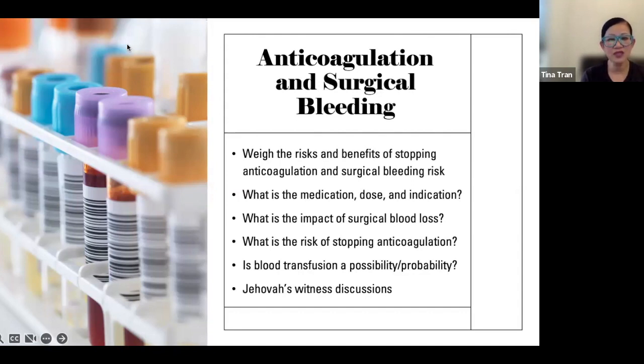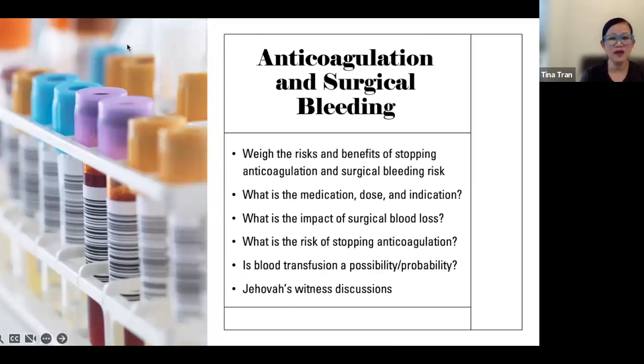Oftentimes I'll ask my patients, what is the indication? Why are you on this medication? And sometimes the answer is, my doctor told me to stay on it. I don't know why I'm taking it. I think I might have had a stroke, I might have had a heart attack, but I'm on it.